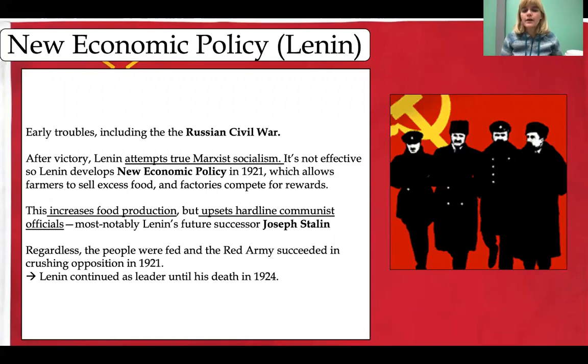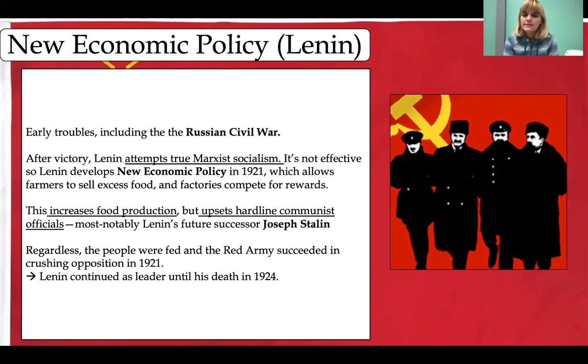But after the victory of the Civil War, the Reds, or the Bolsheviks, take power. And again, guys, they're led by this guy, Vladimir Lenin. Now, Lenin is a true believer in communism. He wants to implement a true Marxist society. So Karl Marx, the Communist Manifesto, he wants to take Karl Marx's actual word-for-word communism and implement it in the Soviet Union.